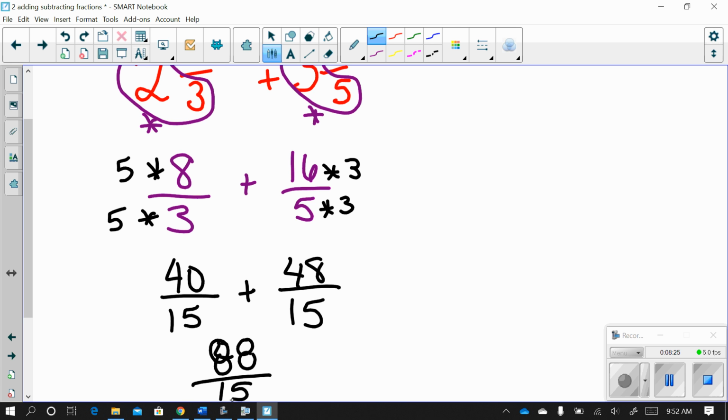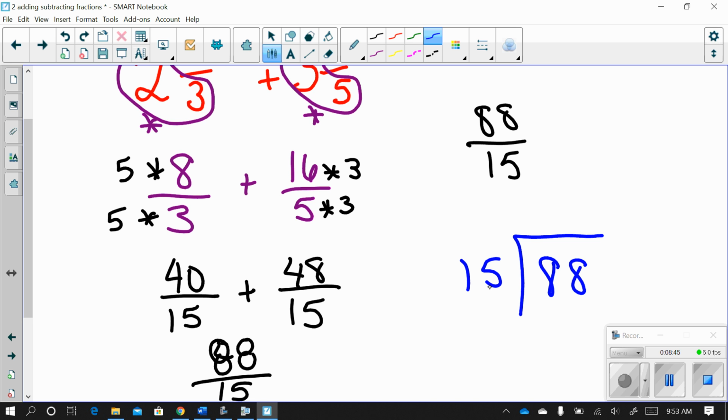Now, since we started the problem with mixed numbers, we need to end the problem with a mixed number. So how do we do this? Well, 88 over 15 turns into a division problem. 88 over 15 is the same thing as 88 divided by 15. So 88 goes inside, 15 goes outside. We have to think: how many times does 15 go into 88?